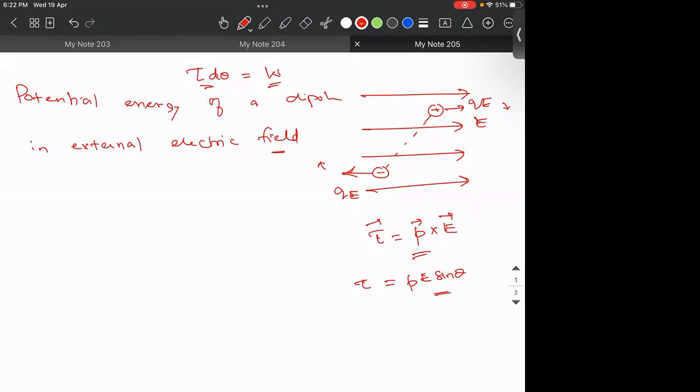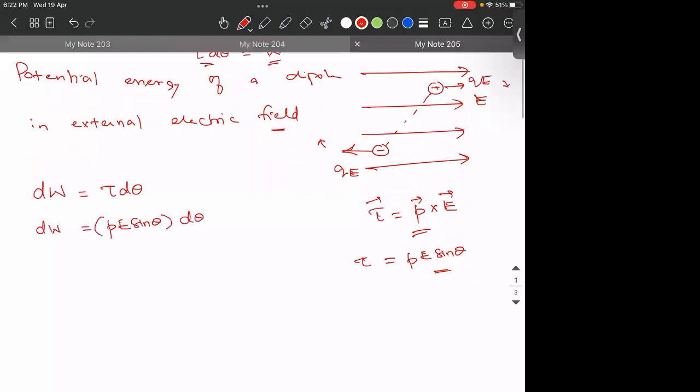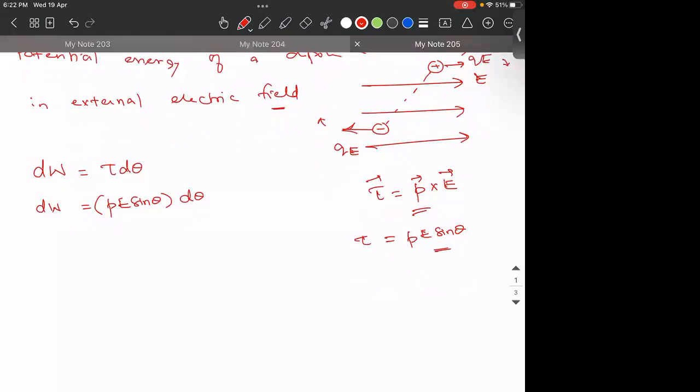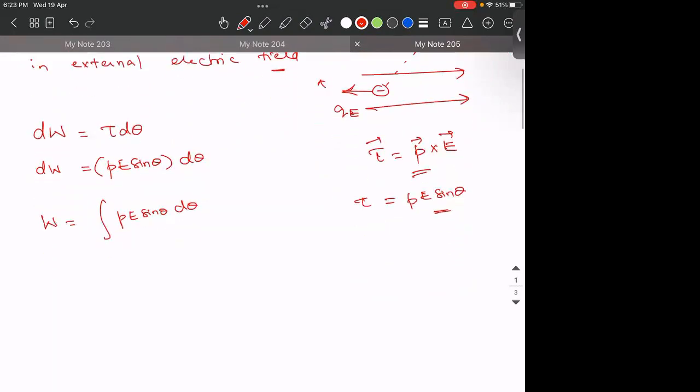So, when the torque is there and there is a small displacement d theta that has taken place, then there will be a small amount of work dW that will be done, which is given as tau d theta. So, what is the value of tau? It is PE sin theta multiplied with d theta, which is going to be dW. But what do we need? We need the total work done. So, total work done W will be equal to integral of PE sin theta into d theta, where the value is going to change from theta 1 to theta 2.